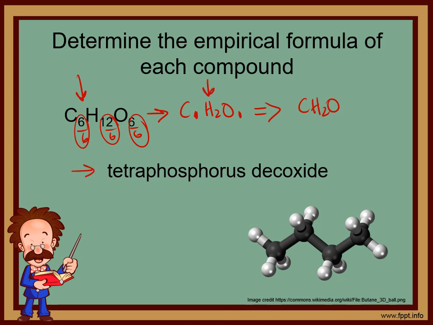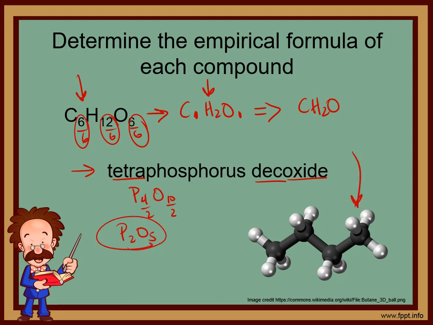Tetraphosphorus decoxide, remember that tetra is 4, so I've got P4. Oxide is oxygen, deca is 10, O10. I can divide each of these by 2, and so our empirical formula is going to be P2O5, empirical formula.